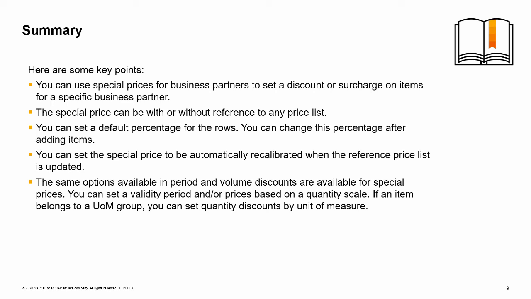You can set the special price to be automatically recalculated when the price list it references is updated. The same options available in period and volume discounts are available for special prices. You can set a validity period and prices based on a quantity scale. If an item belongs to a UOM group, you can set quantity discounts by unit of measure. However, the unit of measure in the row must match the unit of measure specified in the discount in order to apply. You have completed the topic. Thank you for your time.